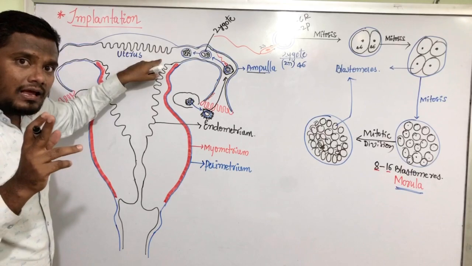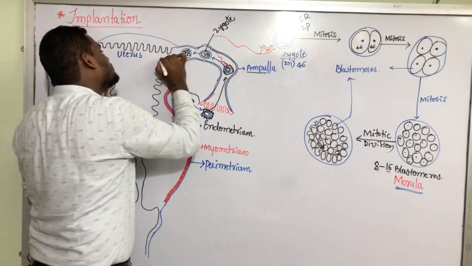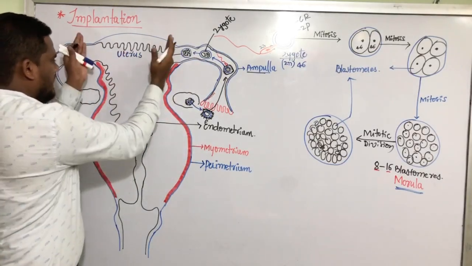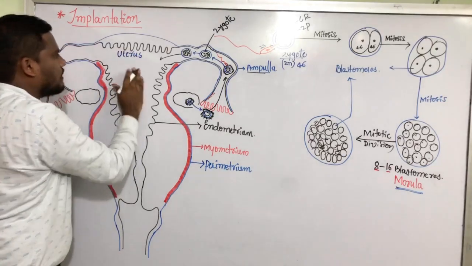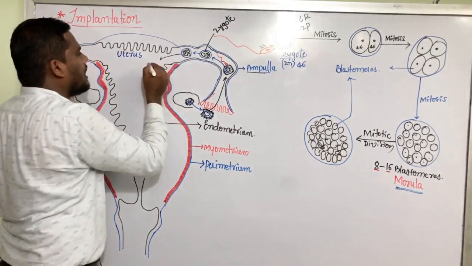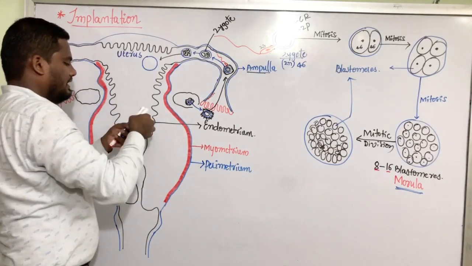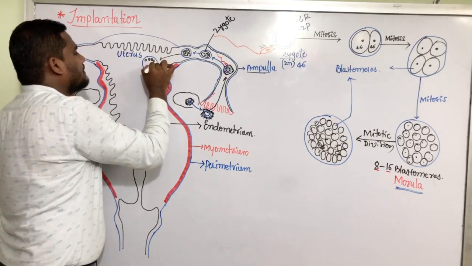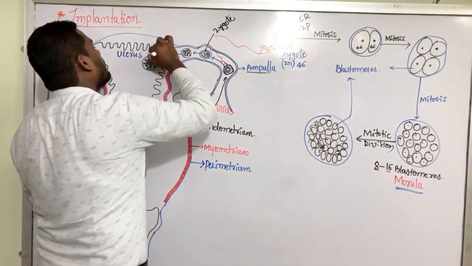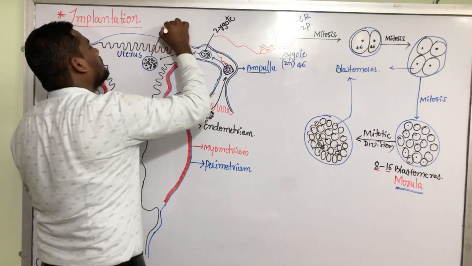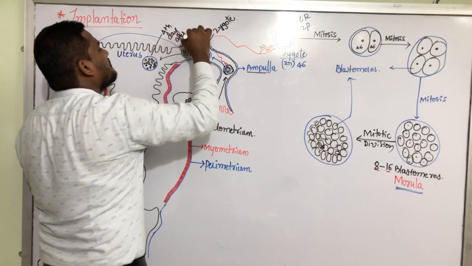On the 4th day after fertilization, this structure enters into the uterus. This entire thing is the uterus. It is an inverted pear shape, inverted conical shape. This entire space is called the uterus. The same structure, the morula, enters into the uterus from the fallopian tube on the 4th day after fertilization.